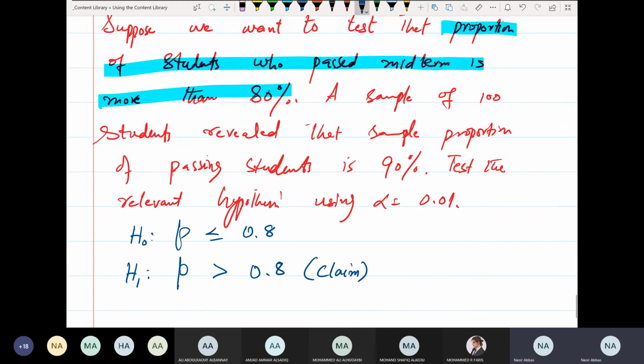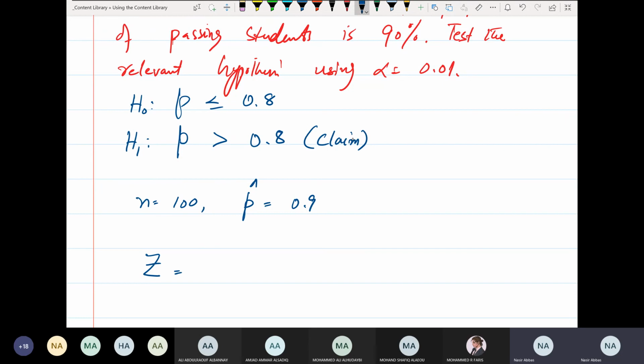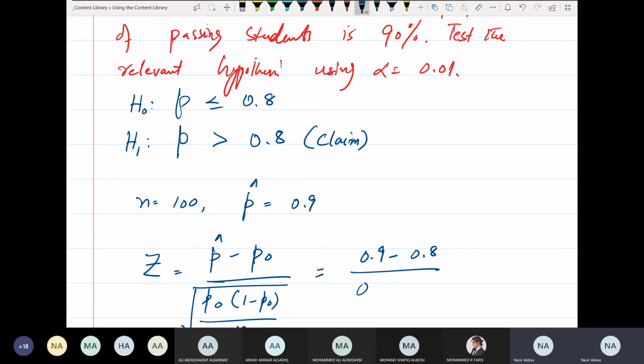Once you are done creating H naught, H1, write the sampled information. Your n is 100. Your P hat is 0.9. The sample proportion is 0.9. Now put them into the test statistic and get the value of Z. Z will be P hat minus P naught over the square root of P naught into 1 minus P naught over n. So it will be 0.9 minus 0.8 over the square root of 0.8 into 1 minus 0.8 divided by 100. That will give me what? 2.5.